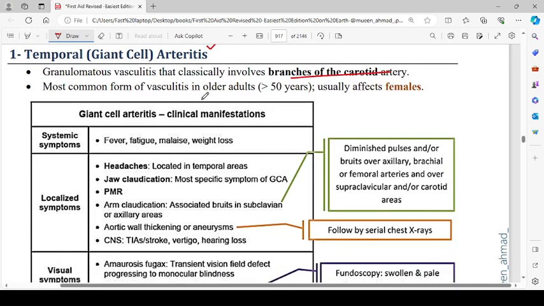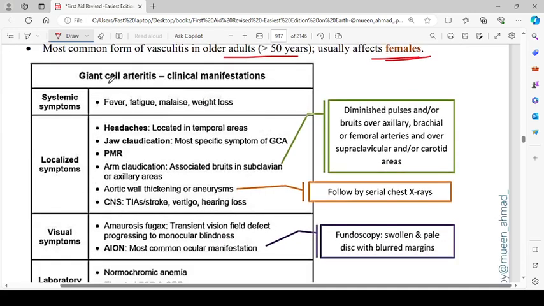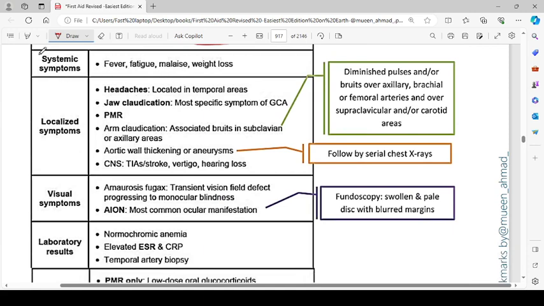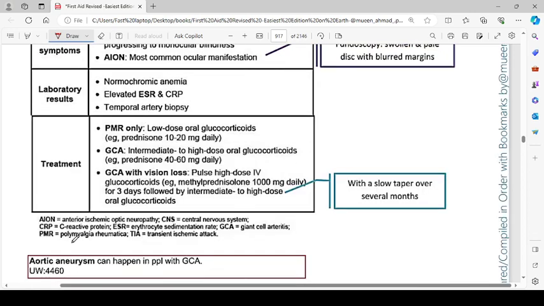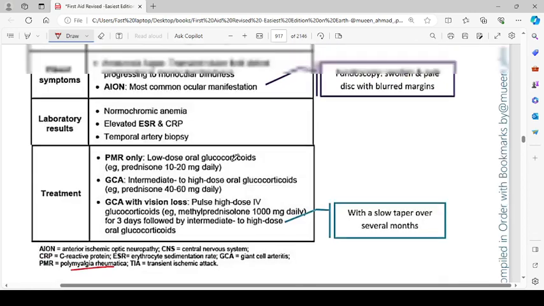It is the most common form of vasculitis in older adults, more than 50, and usually affects females. Giant cell arteritis is the clinical manifestation. Systemic symptoms are fever, fatigue, malaise, and weight loss. Localized symptoms are headache, localized in the temporal area. Jaw claudication is the most specific symptom of giant cell arteritis. PMR, what is that? PMR is polymyalgia rheumatica.